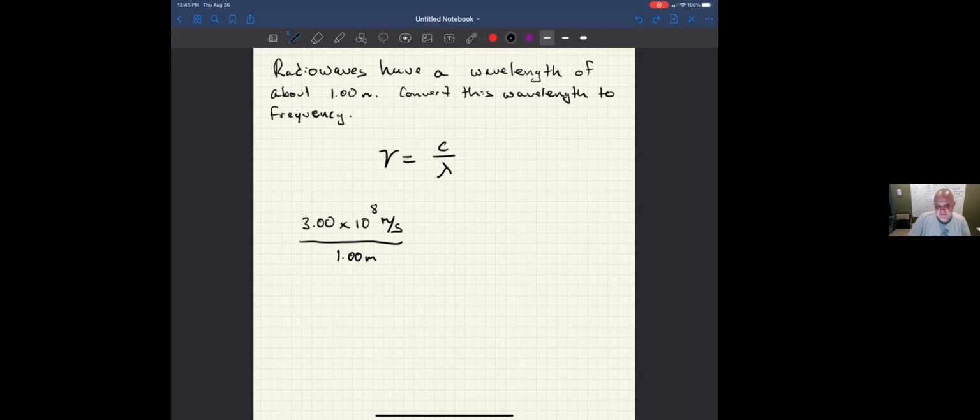3.00 times 10 to the 8th meters per second divided by 1, and we get 3.00 times 10 to the 8th per second. Now, per second is a hertz, so those are the same unit. So I'm going to go ahead and write it down like this. The answer being 3.00 times 10 to the 8th hertz. And that's the final answer. This one's extremely straightforward.